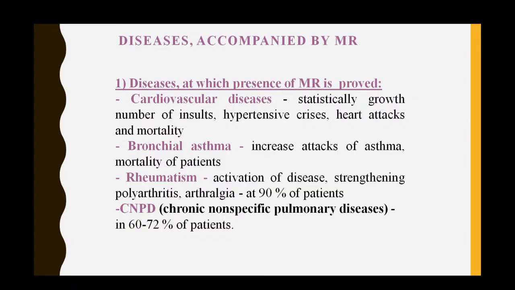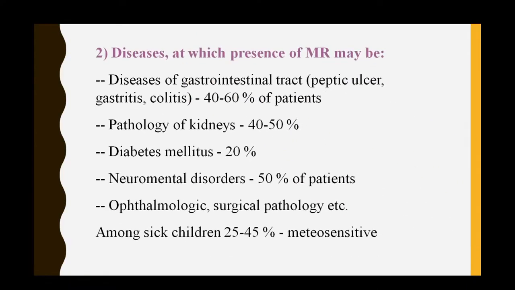And maybe chronic non-specific pulmonary diseases. Also maybe attacks of some pulmonary diseases in 60-72% of patients. And the next group, diseases at which presence of meteotropic reactions may be absent. Here all other diseases of gastrointestinal tract, for example, peptic ulcer, also attacks of peptic ulcer, gastritis, colitis at 40-60% of patients. Pathology of kidneys, 40-50%, diabetes mellitus, 20%, neuromental disorders, 50% of patients, ophthalmologic, surgical pathology, among sick children, 25-45% meteosensitive.